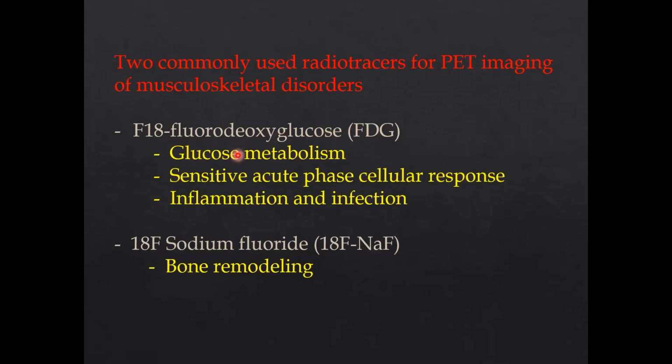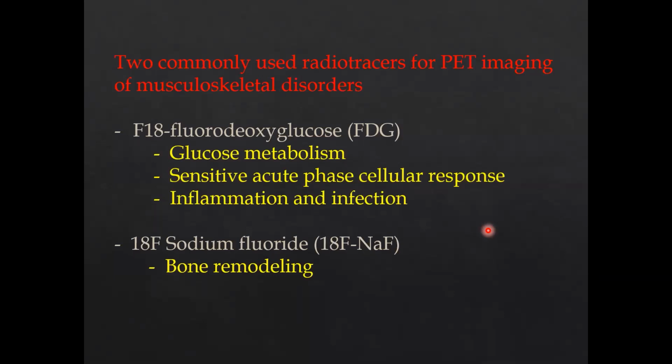Two most commonly used radiotracers for PET imaging of musculoskeletal disorders are F18 fluorodeoxyglucose, which uses glucose metabolism and is sensitive for acute phase cellular response, inflammation and infection. And another important one is 18 fluorine sodium fluoride, which is for finding bone remodeling. It is like a bone scan, not our routine nuclear MDP bone scan, but it is different. It is a PET bone scan, what we call in another way. But most commonly used is 18 fluorine deoxyglucose, that is FDG.